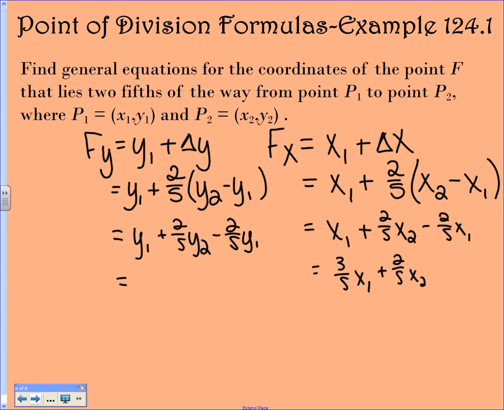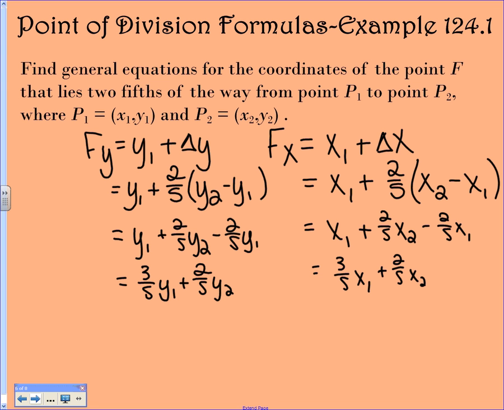You have 1 y1 and negative 2/5 y1, which is 3/5 y1 plus 2/5 y2. You see how that works? Do you notice anything? Almost the same equation. The only thing that's different is x1 and x2, y1 and y2, right? But they end up being the same equation. So do you have to do both of them? You can work out one of them and then say, well, that's the x1, so the y1 must be pretty similar to that. Does that make sense?